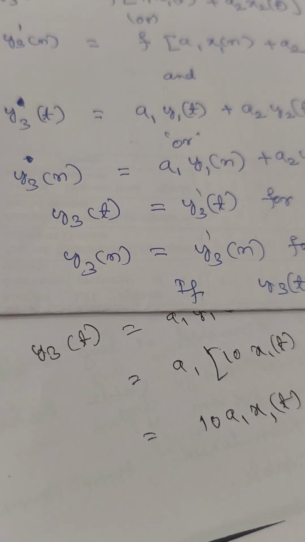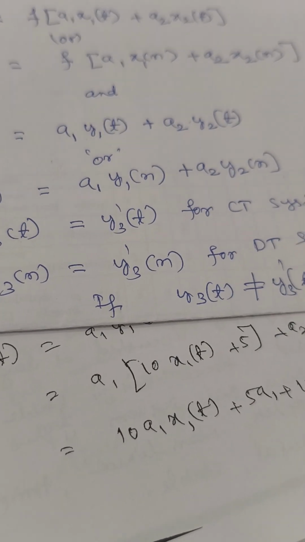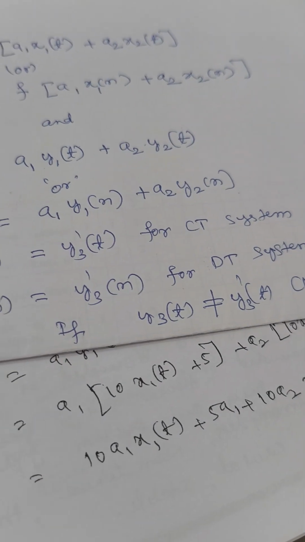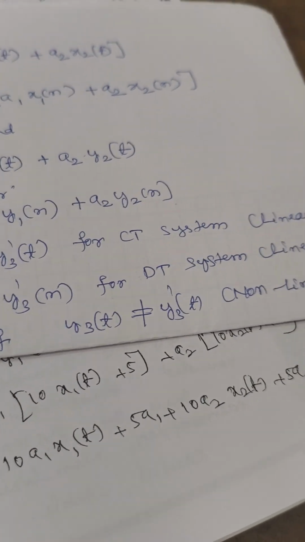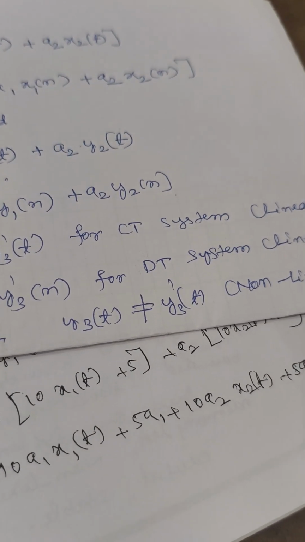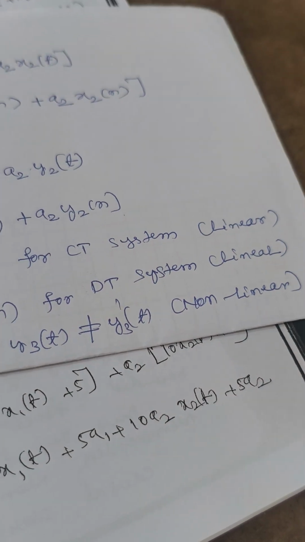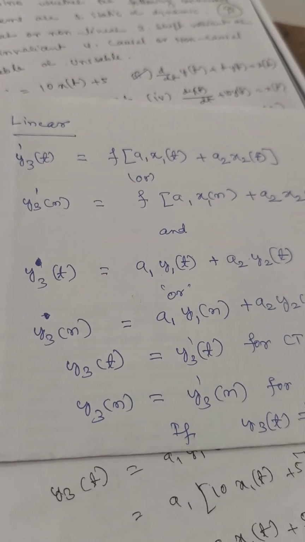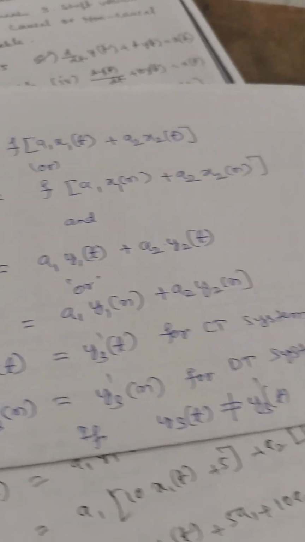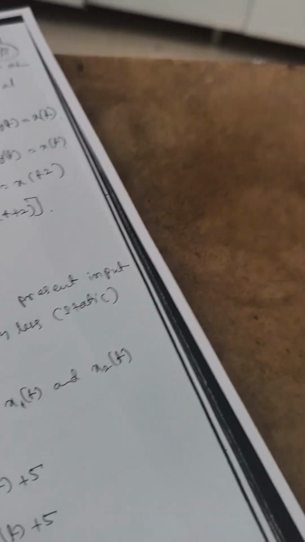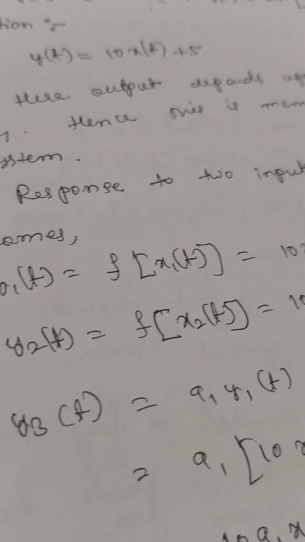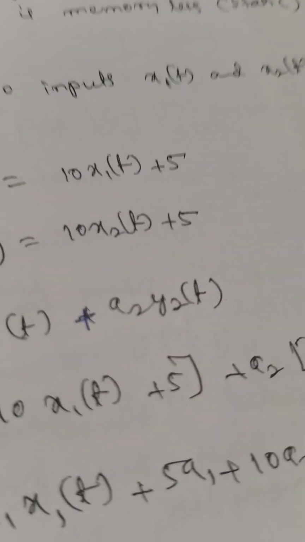Similarly, if y3(n) equals y3'(n), then this system we call a linear system. Suppose y3(t) is not equal to y3'(t), then such a system we call a non-linear system. This is important. First, for the same equation we'll find out y1, then apply y2, and use this equation.